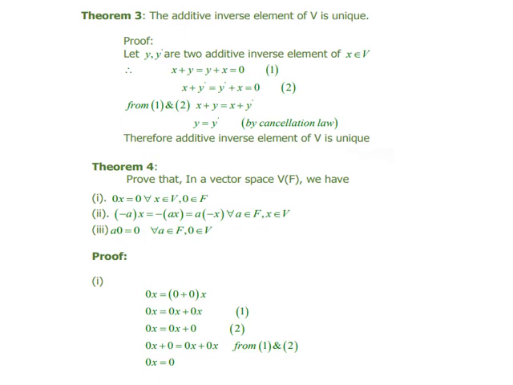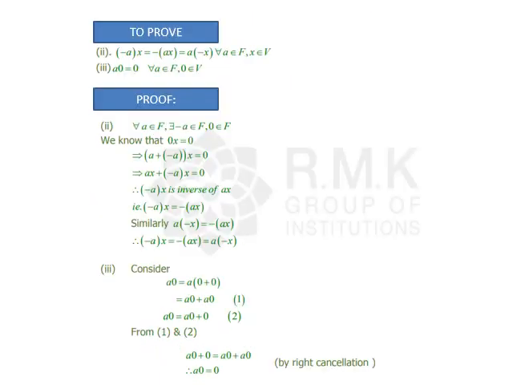So now from 1 and 2 I am able to get 0x plus 0 is equal to 0x plus 0x. Now again use cancellation law, cancel 0x on both sides to give you 0x equal to 0, which is our first claim. Now we go on to the second one.